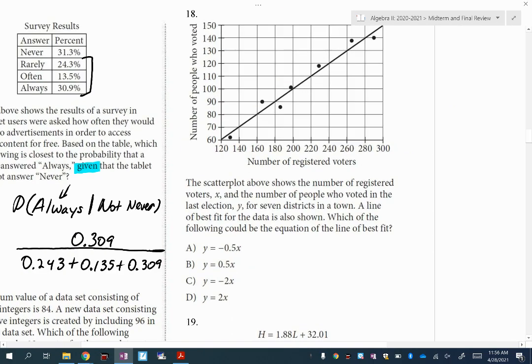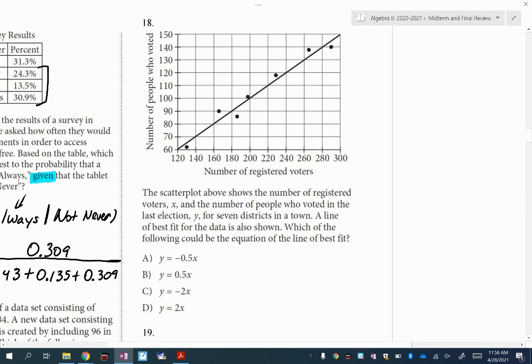Okay, let's go to 18. 18 gives us this scatter plot with a line of best fit. And it says which of these could be the equation of the line of best fit. So for a line of best fit, you're just looking for a slope and a y-intercept, right? Slope-intercept form. When I look at these points here that are on the line, it looks like I'm just going up 10 and over 20. So up 10 and over 20 would be a slope of 10/20ths, which is going to be 1/2. And the only answer I see that has a positive 1/2 slope is B.